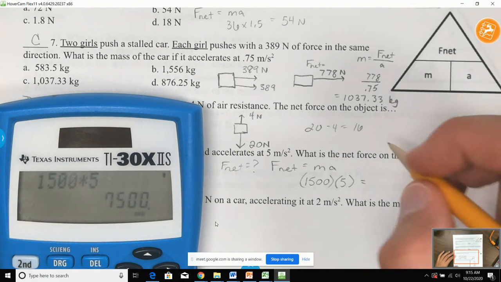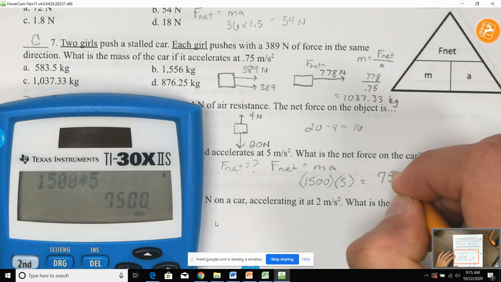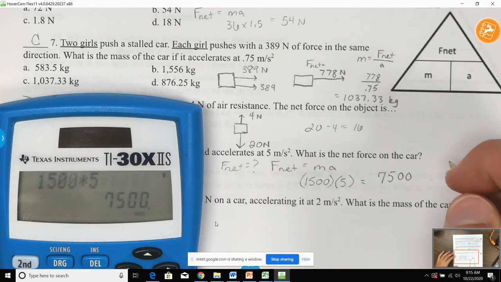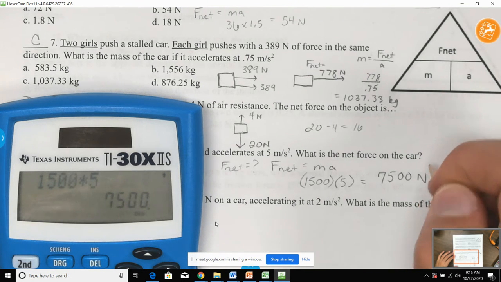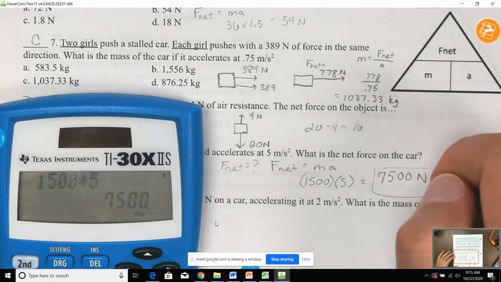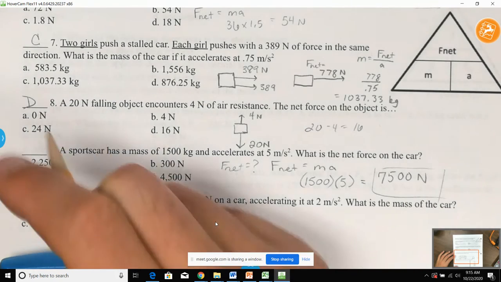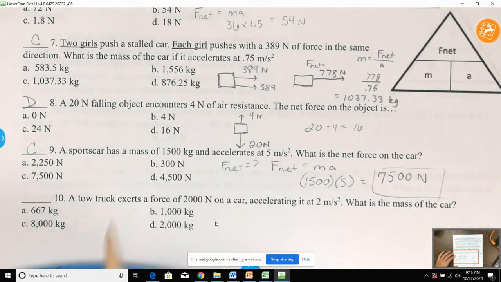And you're going to get... and what is the unit for force? Newtons. So letter C.